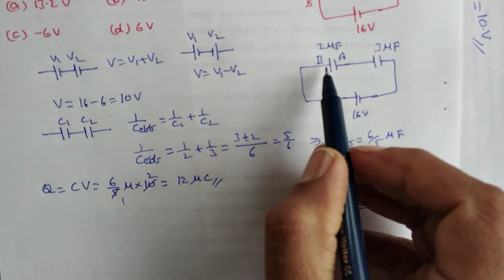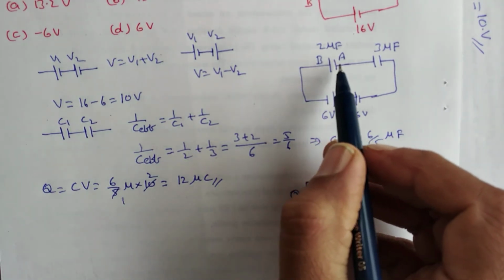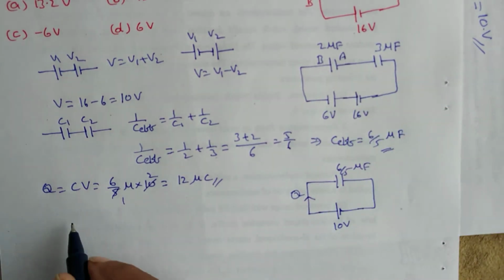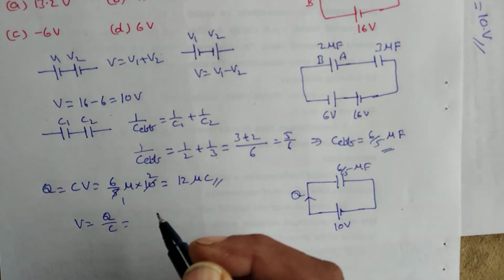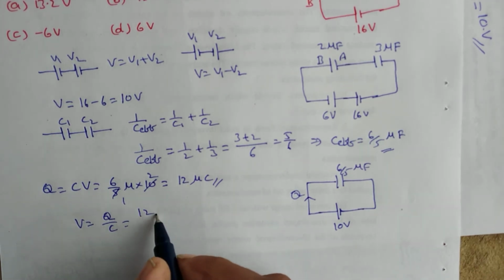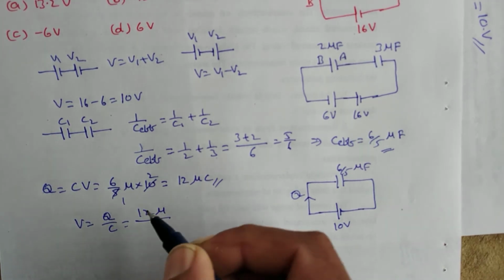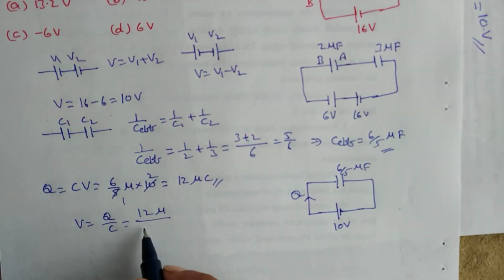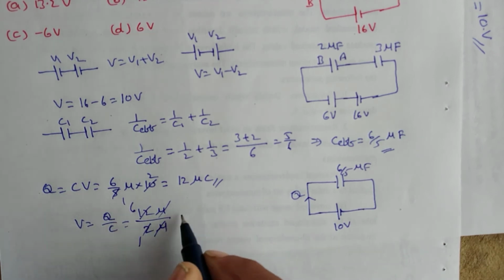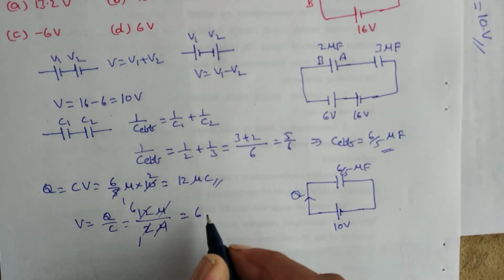What do we have to find? Between A and B, we have to find the voltage. Voltage V is equal to Q by C. How much charge? Charge 12 microcoulombs is flowing, and the capacitance between A and B is how much? 2 microfarads. The micro gets cancelled. 2 ones, 2, 6. That equals 6 volts.